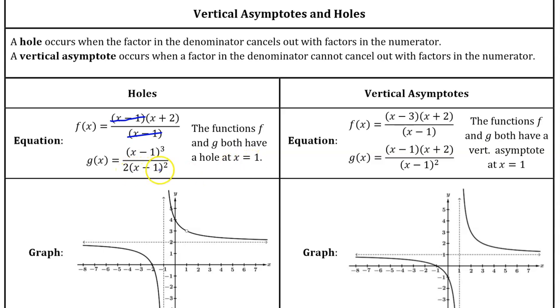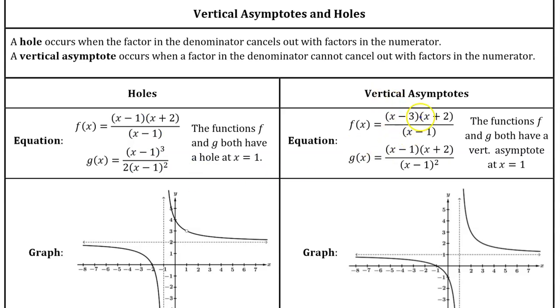Even though we have two factors of x minus 1, they will both be canceled out with the factors in the numerator. There'll be one factor of x minus 1 left over in the numerator, but that doesn't matter. All of the denominator factors canceled out, so that's going to be a hole.